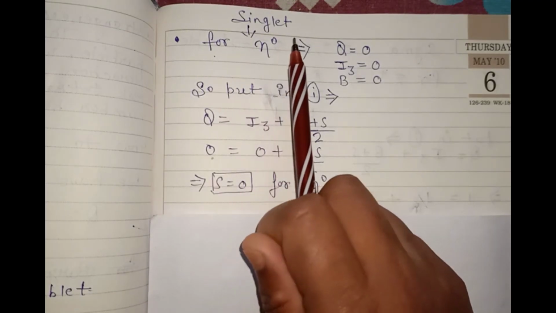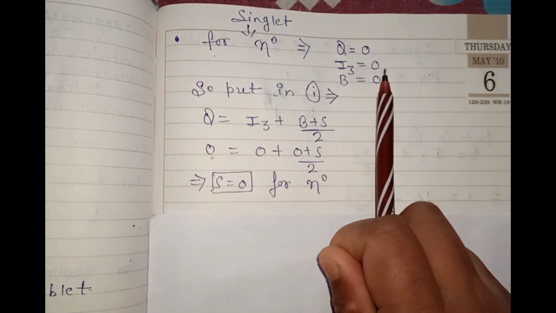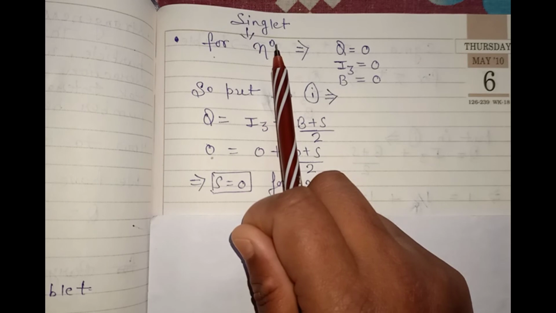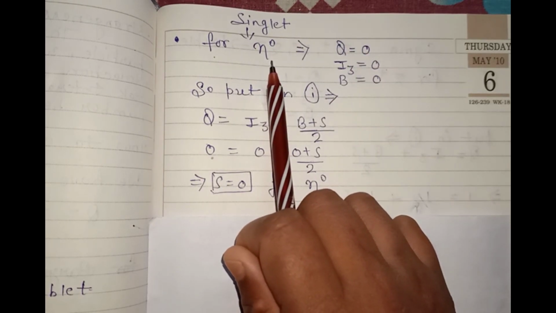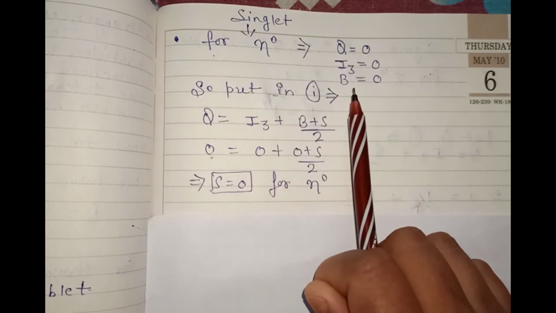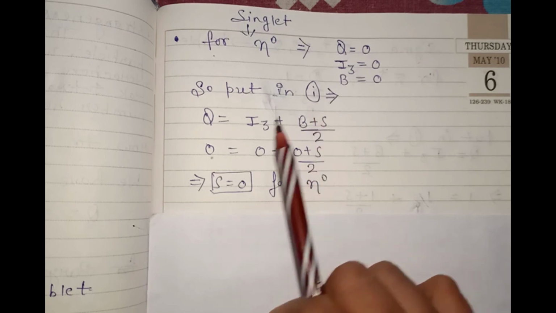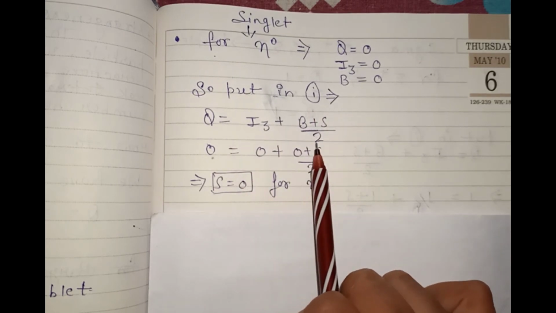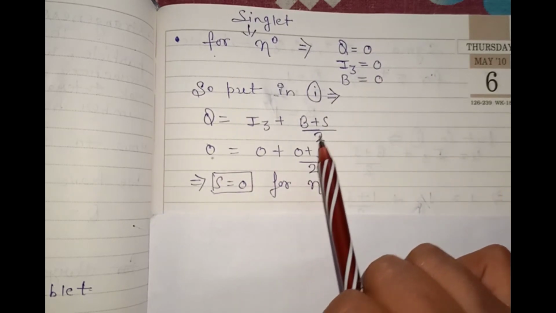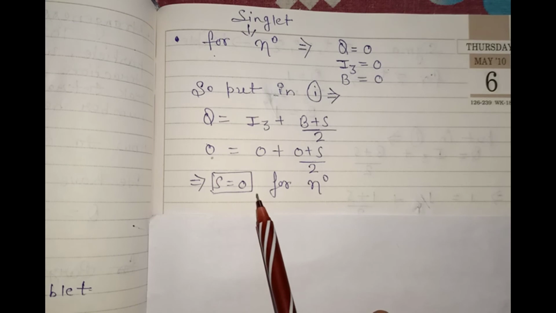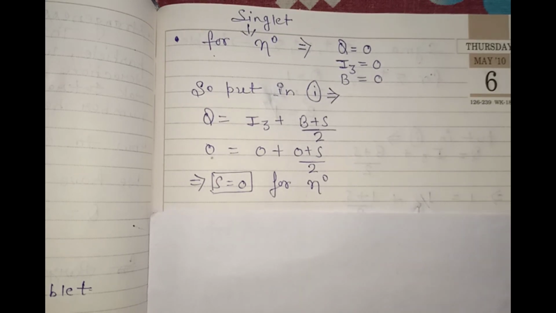For eta naught, because it is a singlet, the third component of isospin equals 0. The charge on eta equals 0, and because eta naught is not a baryon, the baryonic number equals 0. Now putting into the Gell-Mann–Nishijima equation, Q equals 0, I3 equals 0, B equals 0, S by 2, so S equals 0 for eta naught. Let's come to our next example.